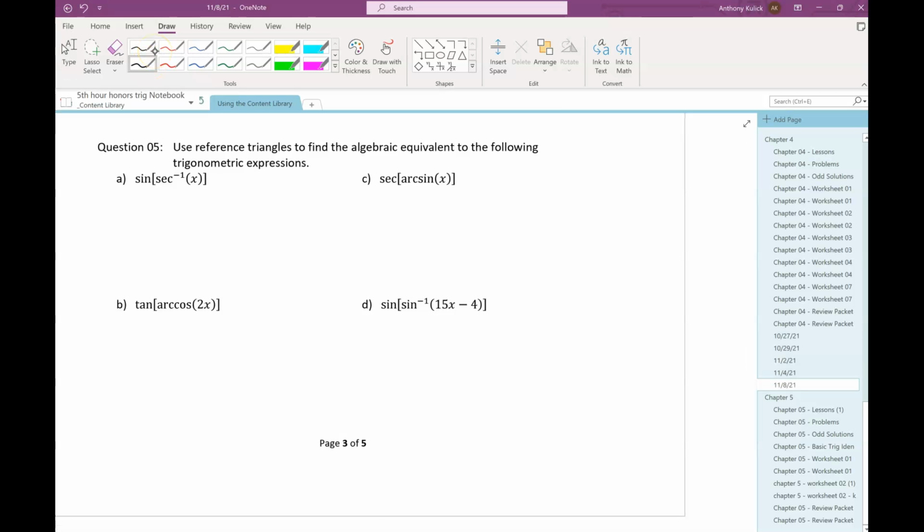Okay. So again, we'll start from the inside and work out. This is just like a worksheet 4 problem. So I'll start by drawing my triangle. So sine is opposite over hypotenuse.